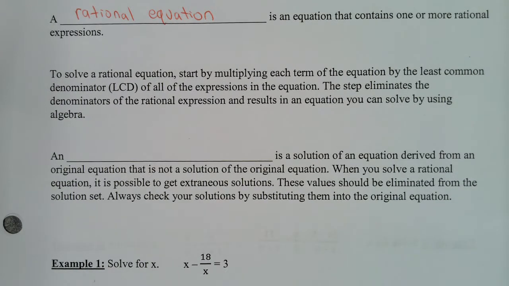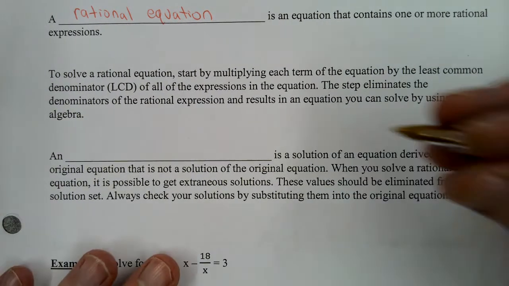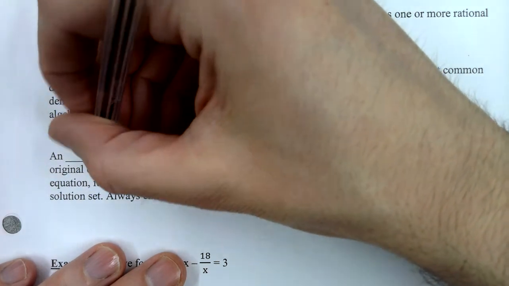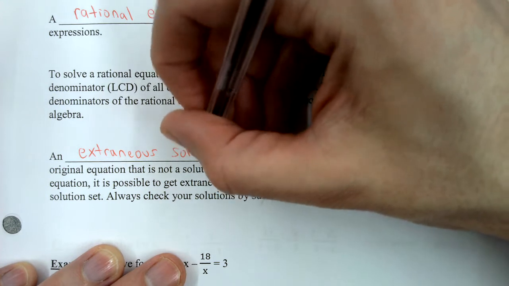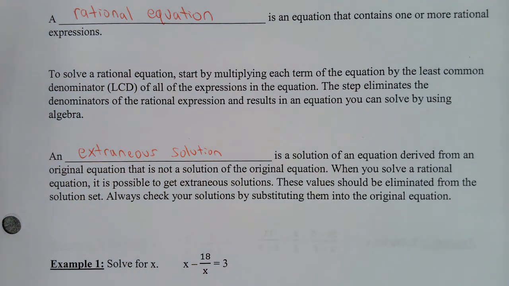This next definition we've talked about before, an extraneous solution. An extraneous solution is a solution of an equation derived from an original equation that is not actually a solution of the original equation. When you solve a rational equation, it is possible to get extraneous solutions. These values should be eliminated from the solution set. Always check your solutions by substituting them into the original equation.